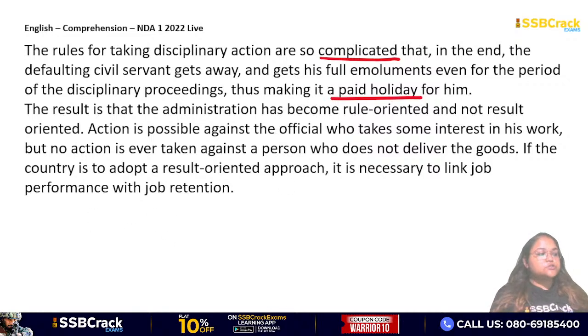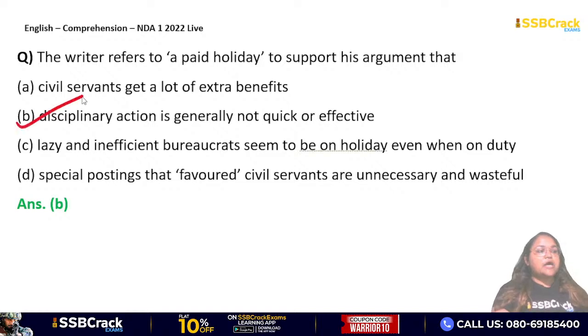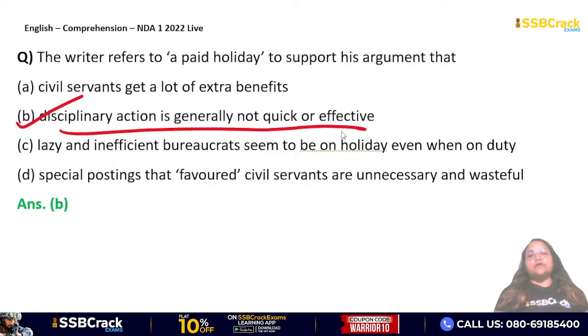So what is the author talking about here when he said a paid holiday? It meant that disciplinary action is generally not quick or effective. It is so complicated, it takes a lot of time, and at the end when he is getting rid of all the disciplinary actions, basically he gets all the payment for all the time that the disciplinary actions were going against him. So basically it's a paid holiday for him because he's getting paid ultimately. So that's what they meant by this paid holiday, right?